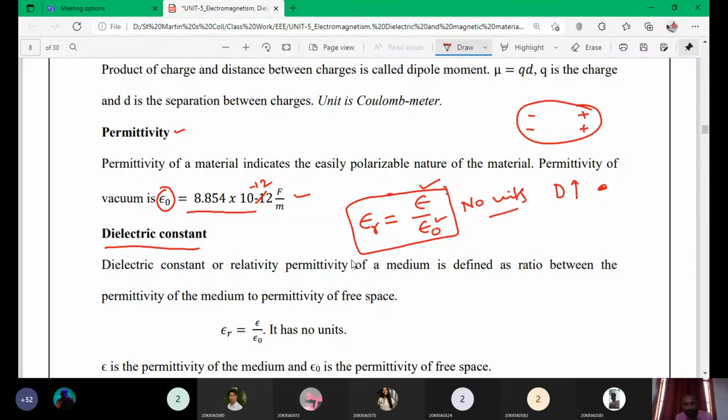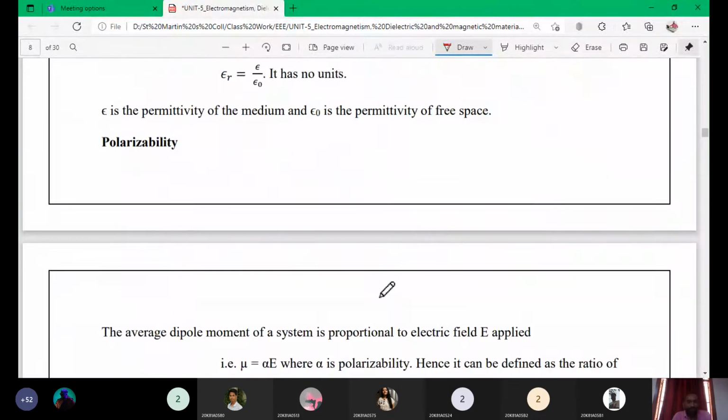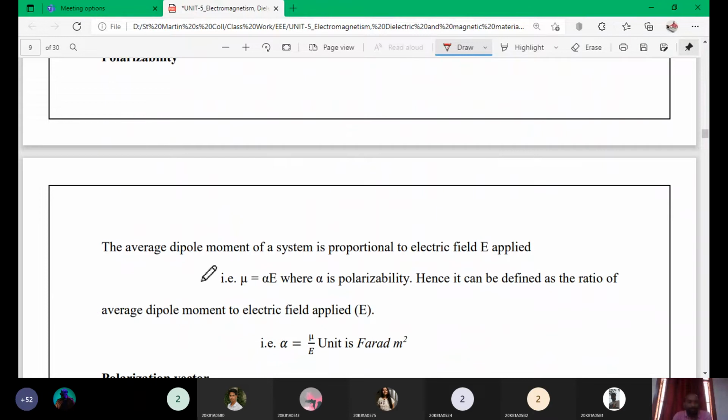Units will be cancelled out. There is no unit. Okay, so this is the thing. And next one, polarizability.